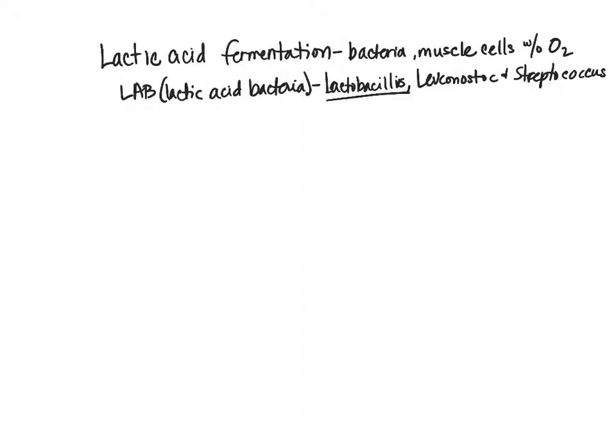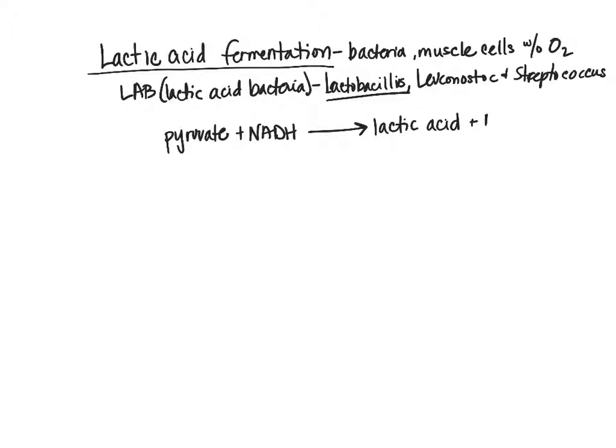And that's because what we're doing in lactic acid fermentation is we're taking this pyruvate. So recall that pyruvate is from glycolysis. We're taking the pyruvate and then we're taking the NADH that is produced. And remember, we're kind of recycling that NADH. And then what we're going to get is lactic acid and NAD+, so that this NAD+ can then go to glycolysis. And remember that the pyruvate came from glycolysis.